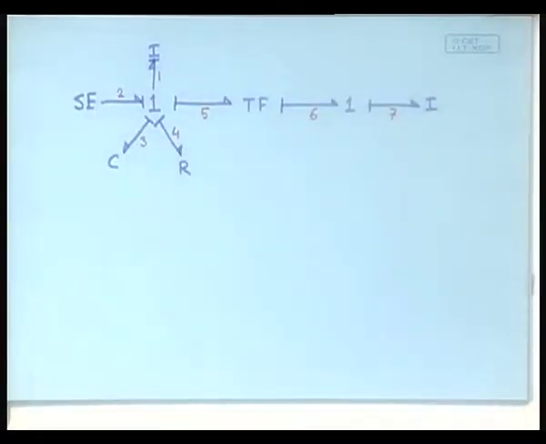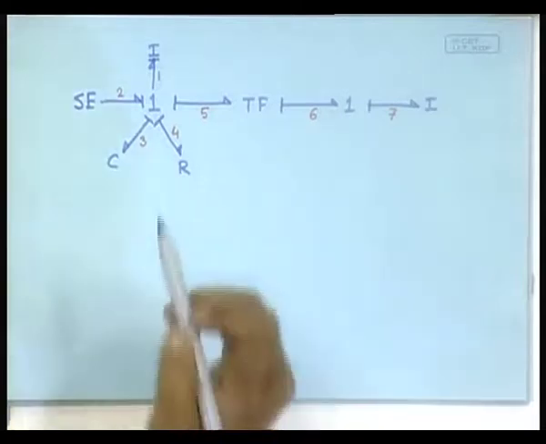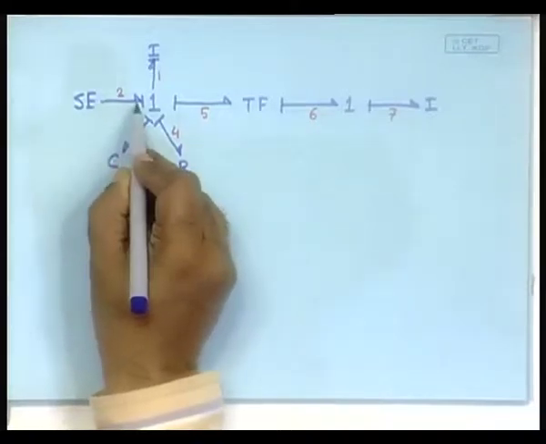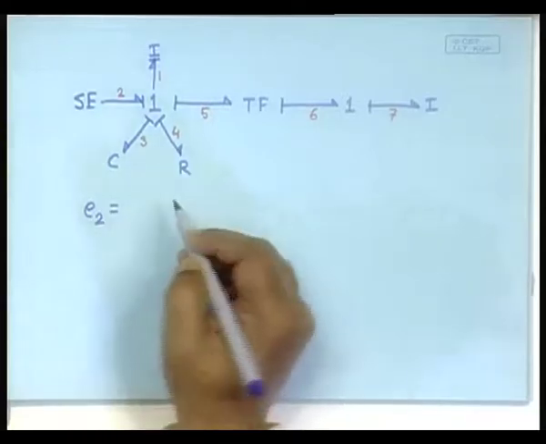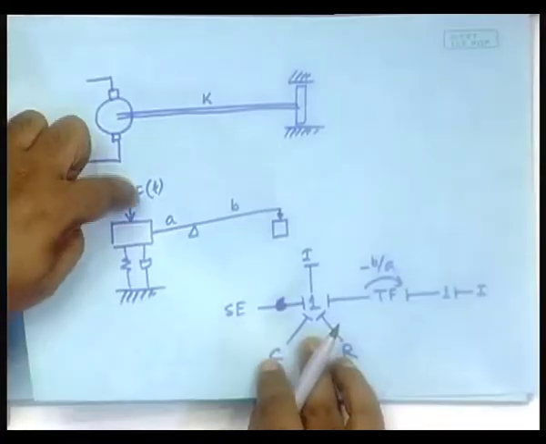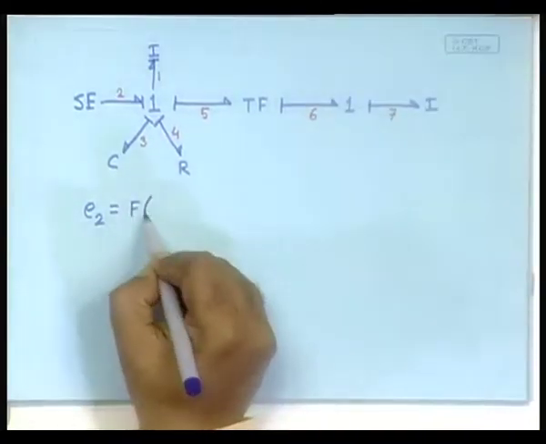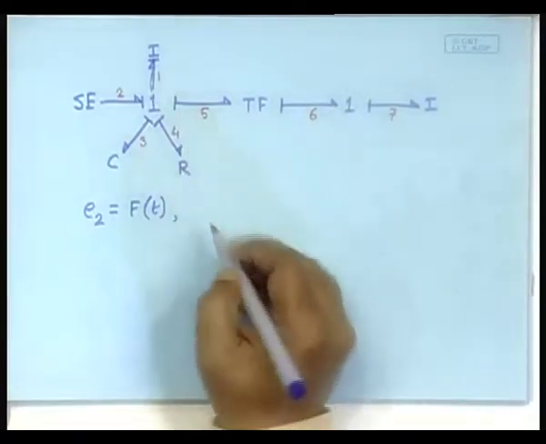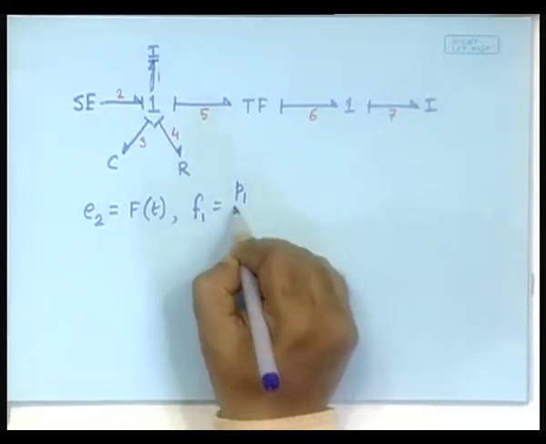Now, let us try to obtain the differential equations for this system. You would notice that it would require a bit of different treatment to obtain the differential equation, but it is possible. First, let us ask the first question related to all the elements. So, first question, this is E2. E2 is, in this case there was a force acting here, so that is F of t. What does this element give? F1 is P1 by M1.